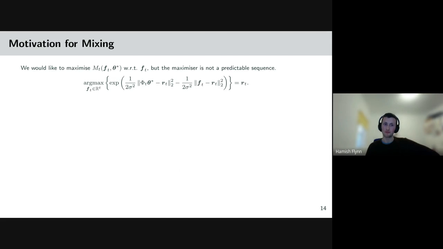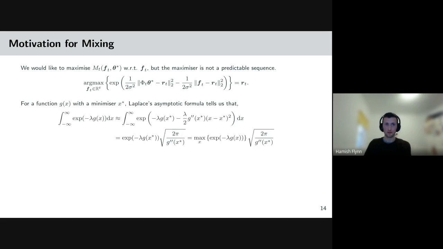So we've chosen M_t, our collection of random processes. And next, we're going to choose the mixture distributions. The motivation for mixing in the first place is as follows. For each theta, we want M_t to be as large as possible, since in that case we can reject each theta as quickly as possible, unless it's theta star, of course. So the problem is the maximizer of our choice of M_t is actually the reward vector r_t, which obviously isn't a predictable sequence, so it's not a valid choice for f_t.